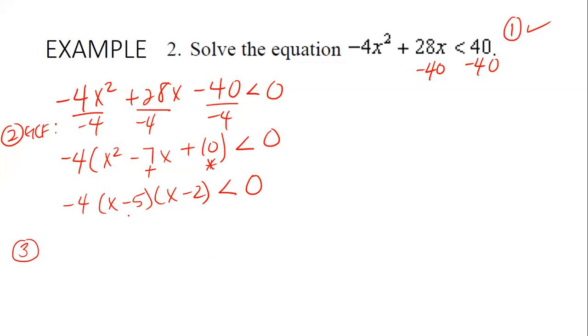Step 3 is to take each factor and set it equal to 0. So we have x minus 5 equals 0 and x minus 2 equals 0. What would x have to be to make this a true statement, for each one? Plus 5. And what would x have to be on the other one? 2. x would have to equal 2.